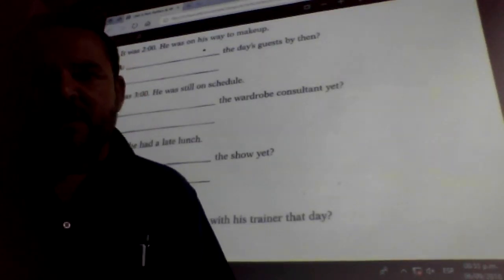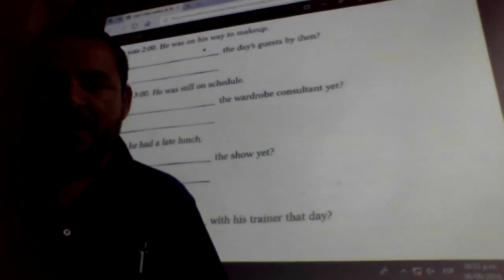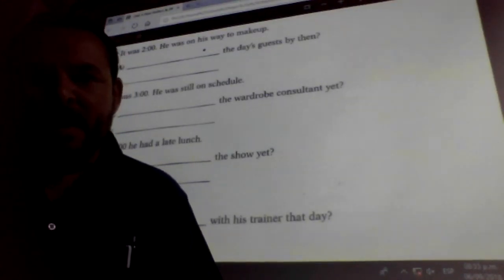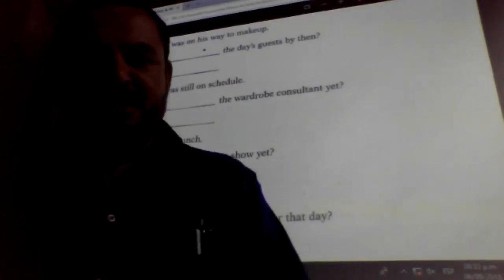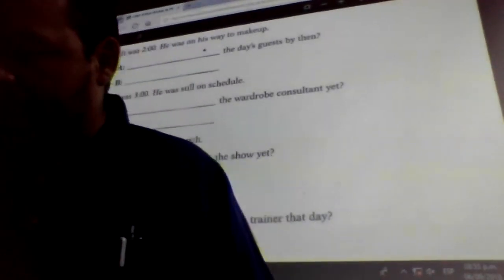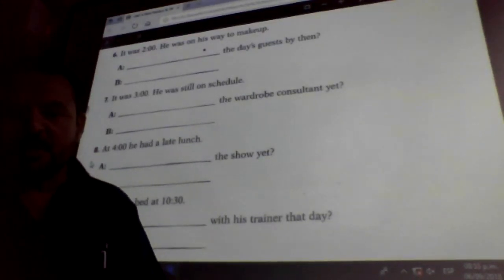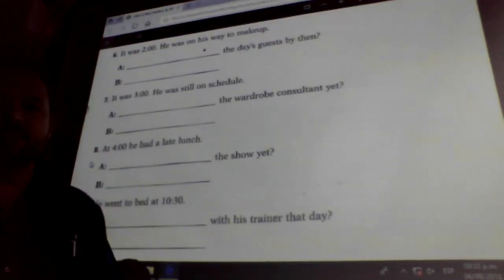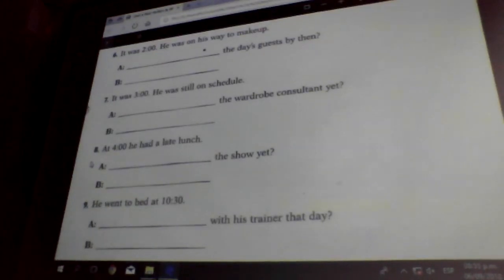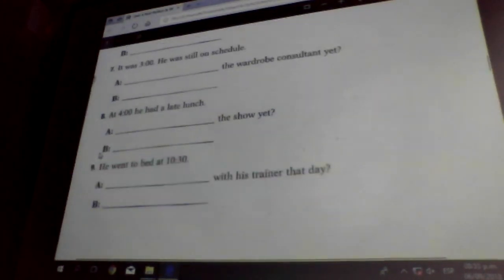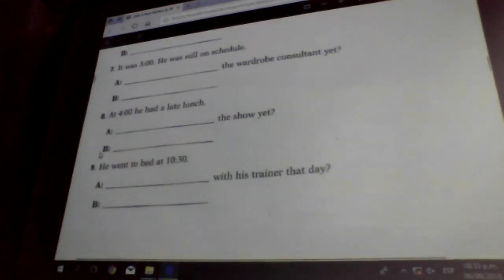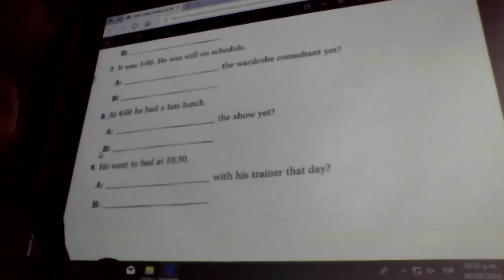I know, yeah, you get a bad connection signal. Had he met? No, he had not. Okay, Dagger, in this case it is met, the verb, the way you have to do it. No, he had not. Very good, great. So we're moving to number 7 now. It was free. He was still on schedule.